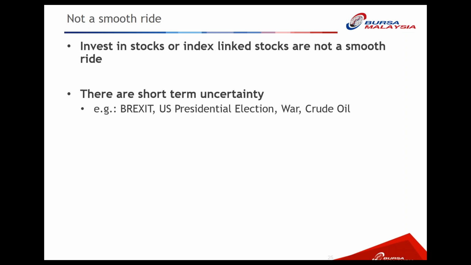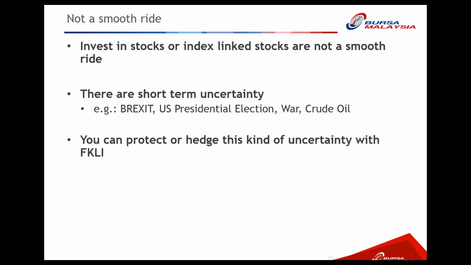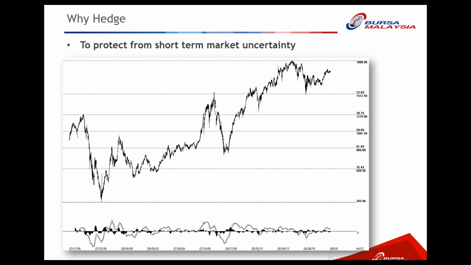Anything is not going to be smooth, and there are some short-term uncertainties, like recently Brexit, and early this year the US presidential election, war, crude oil prices and all these things. But if you're investing in stocks, you can also use FKLI to protect or hedge against these kinds of uncertainties by trading futures. Now, why and how to hedge? To protect against this short-term risk, even though the index goes up over time, there is some fluctuation along the way. So you can see that these are major drawdowns from the market.